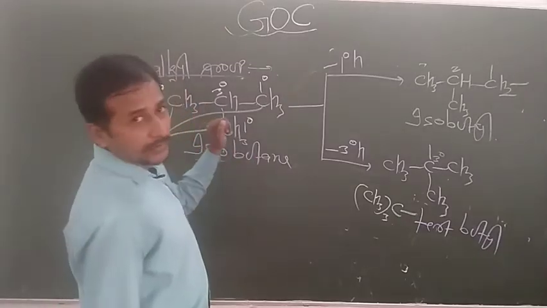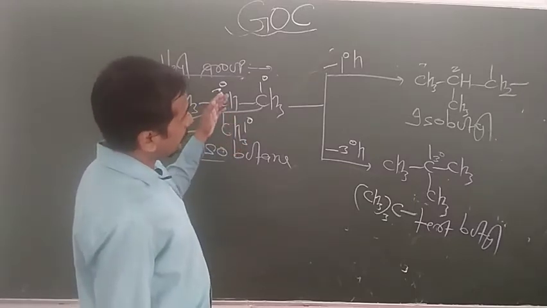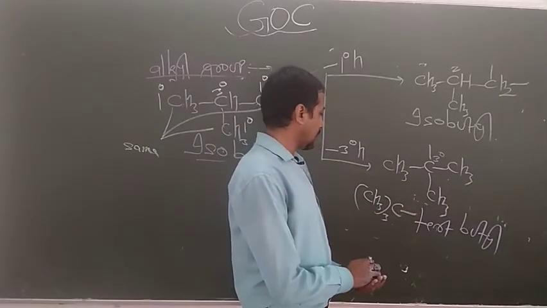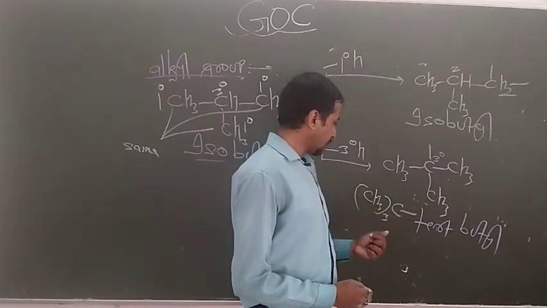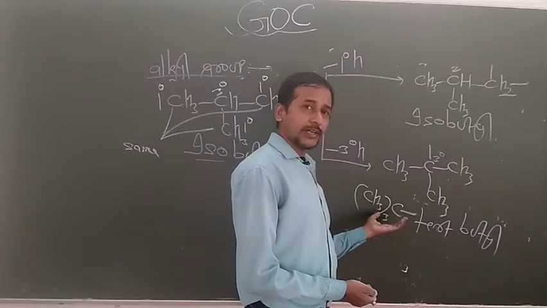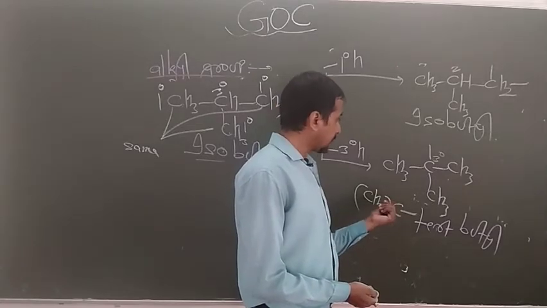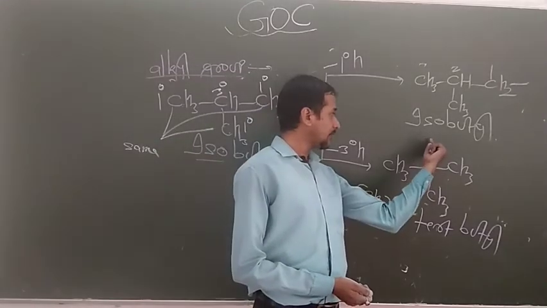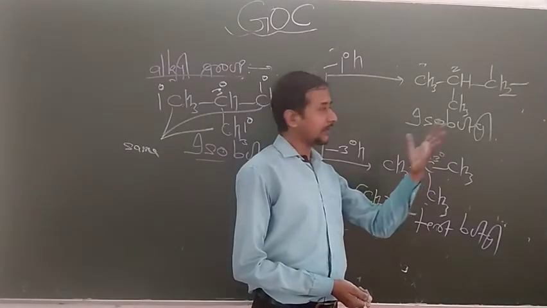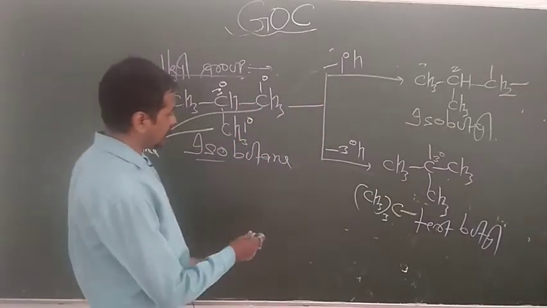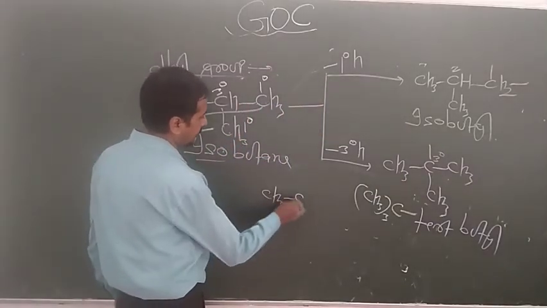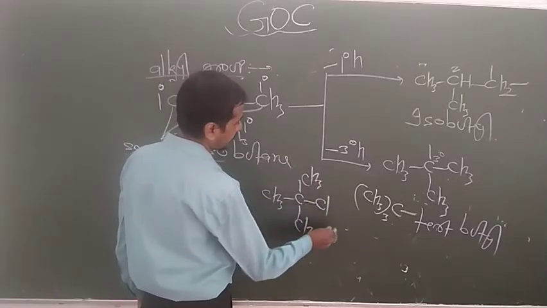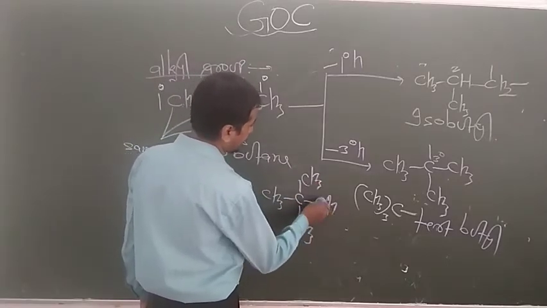One normal, one secondary, one isobutyl, and one tertiary butyl. Now again here, if a question is raised: what is the formula of tertiary butyl alcohol? For tertiary butyl alcohol you have to attach OH at this point, so that you can get the formula, that is CH3 C CH3 CH3 single bond OH.